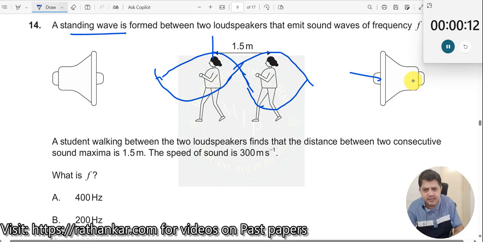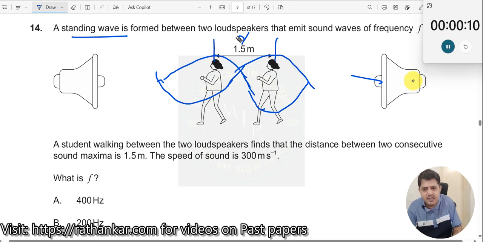What is the distance between these two? This is nothing but lambda divided by 2, right? Half a wavelength. Speed of sound is given as 300. Find the frequency. Simple. So what you need to do?